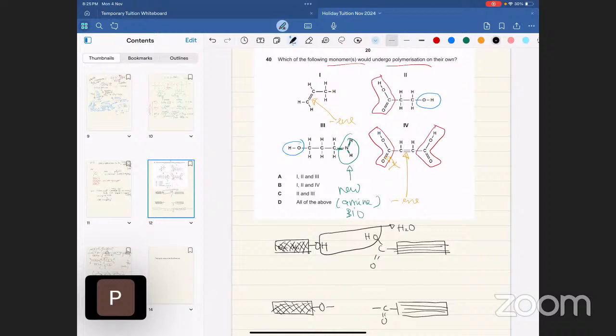Now, two dangling hands means they're unhappy, right? O has a dangling hand. He is unhappy. C has a dangling hand. He is unhappy. Whatever can we do? Well, join hands. Make you happy. Call this now ester bond.